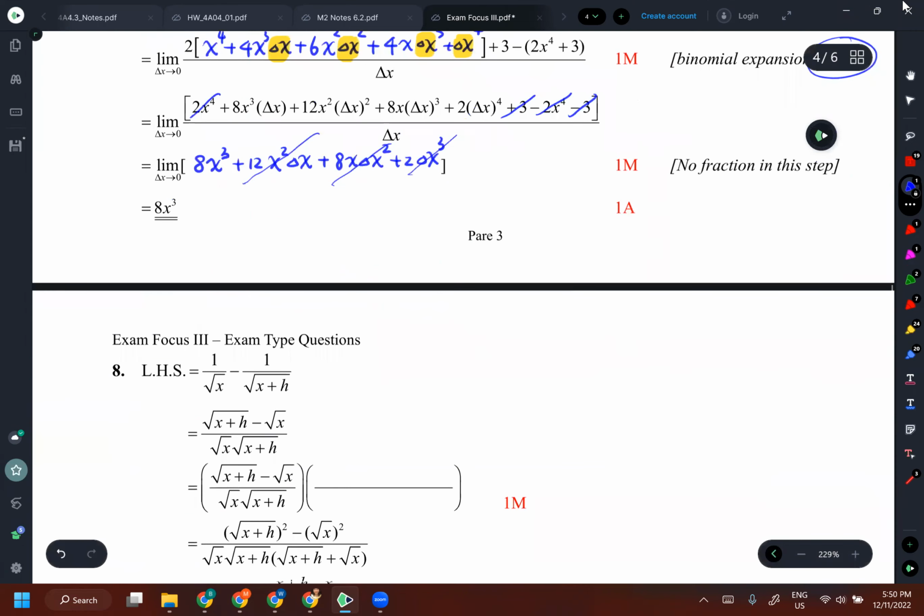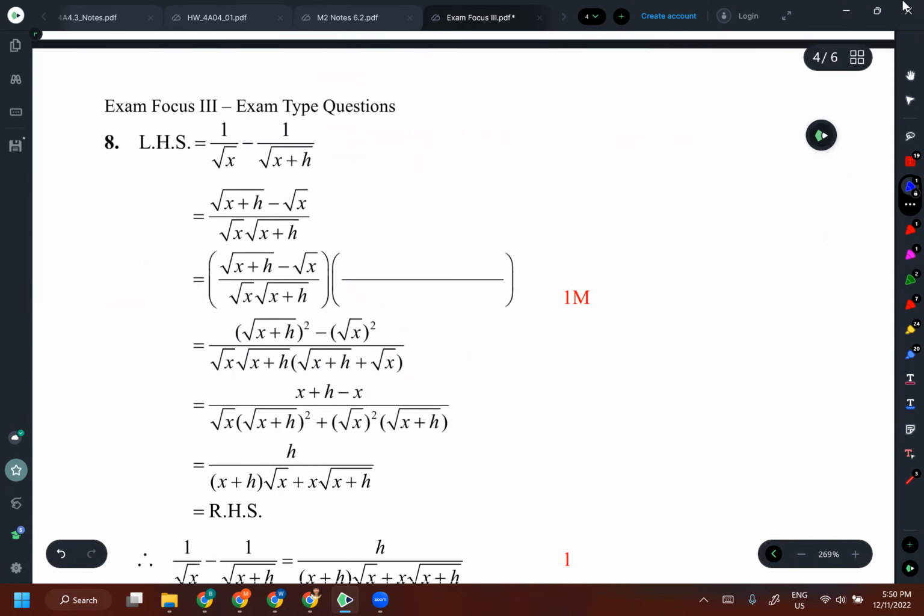Next. Radical sign. Now here you need to multiply the conjugate. Usually we do that to rationalize the denominator, but here we use it to rationalize the numerator.